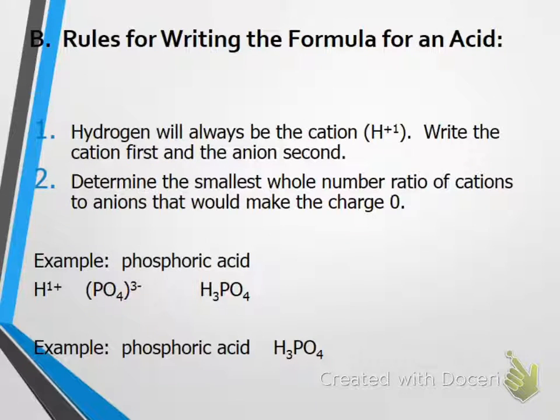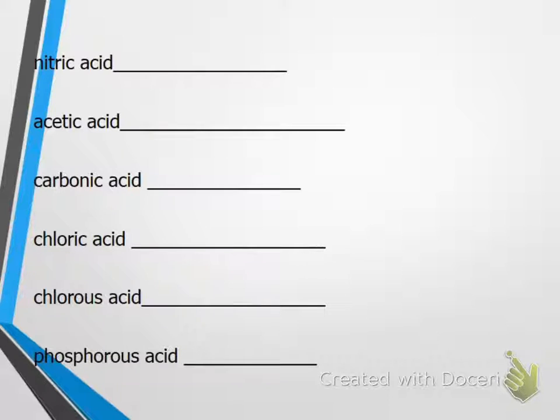Okay, rules for writing the formulas. Like I said a while ago, you won't have any problem writing the formulas unless you're still struggling with balancing charges. But if you can balance the charges, and most of you did very well on the test, then you can put these together. So this first one is phosphoric acid. Hydrogen, of course, is a +1. Phosphate is a -3, so it takes 3 hydrogen to go with 1 phosphate. All right, so let's practice some of these.